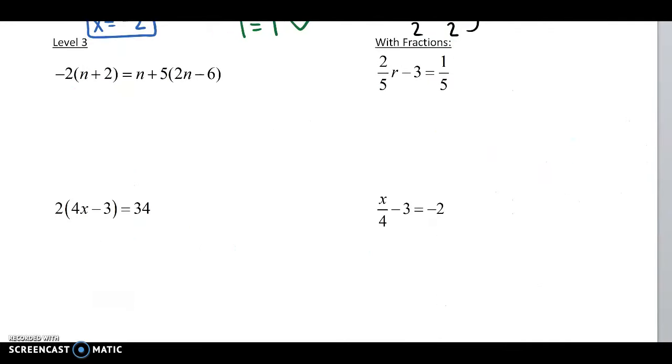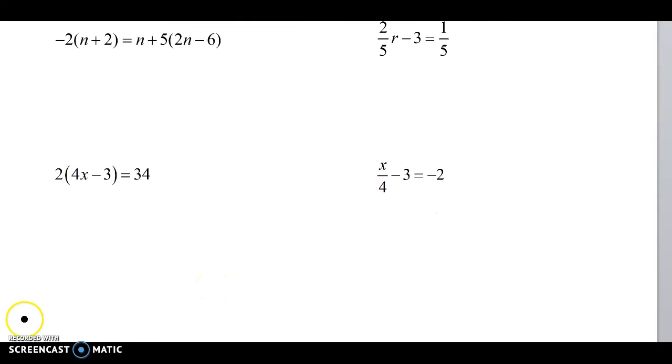Next level involves the distributive property. So before you solve anything, you are going to have to take care of these parentheses here. So I guess we should talk about what is the distributive property. And I'll even write it at the bottom of these notes here. Distributive property.